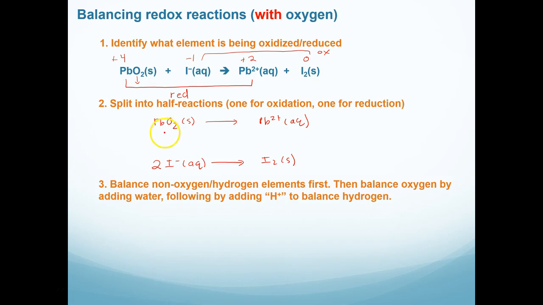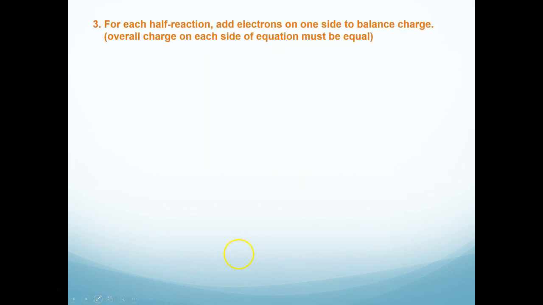We want to balance the oxygen first by adding in water. We have 2 oxygens here, which means we need 2 water molecules on this side. So that way we get 2 oxygens. But now we have 4 hydrogens. So on this other side, I need 4 H plus aqueous. In this one, we are already balanced because we don't have any oxygens or hydrogens to worry about. So let's look at the next step.